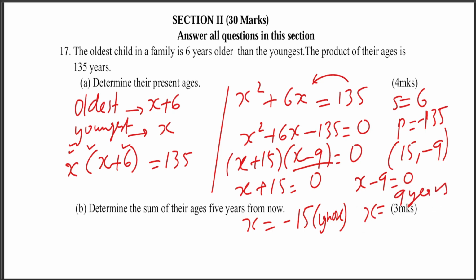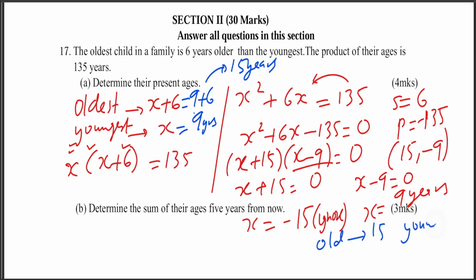So again, the oldest is x plus 6, which is 9 plus 6, and it's going to give you 15 years. So the oldest is 15 years, and the youngest is 9 years. But it's better to write it somewhere. So old ni 15, young ni 9. 9 years, 15 years.